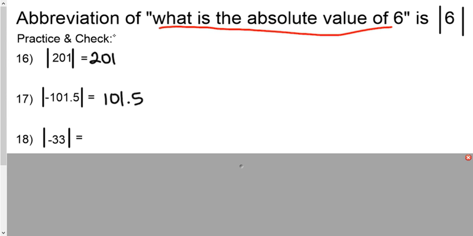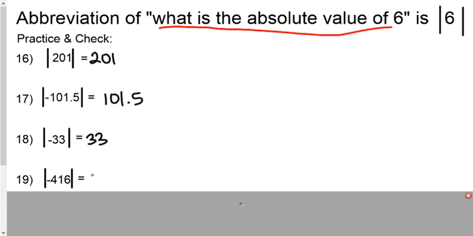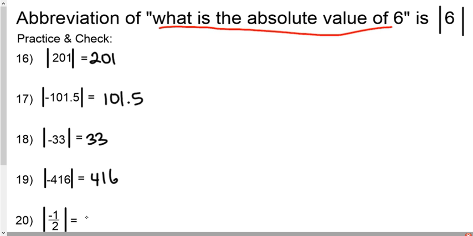And so basically you get to the point where you start to realize that, okay, if it's got a negative sign, I just take that off of there. The absolute value of negative 33 is 33. The absolute value of negative 416 is 416. So again, we just take the negative sign off. And the absolute value of negative 1/2 would be 1/2.